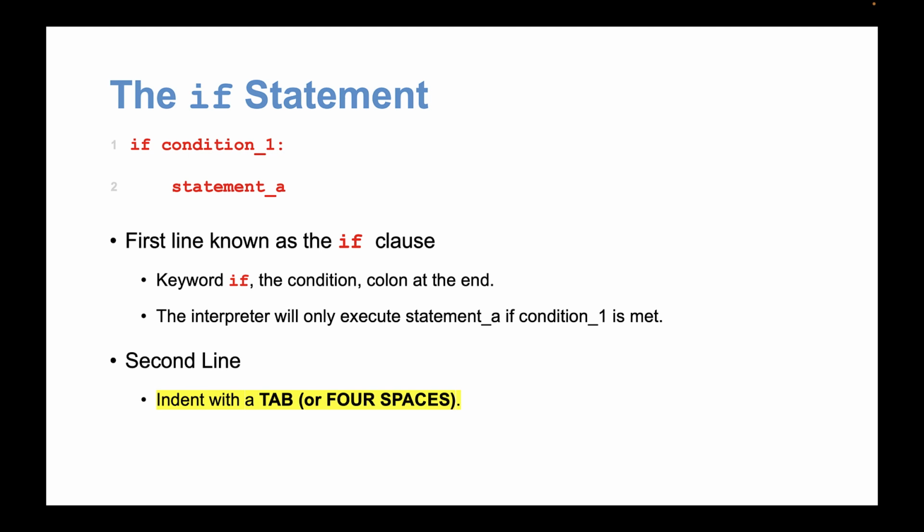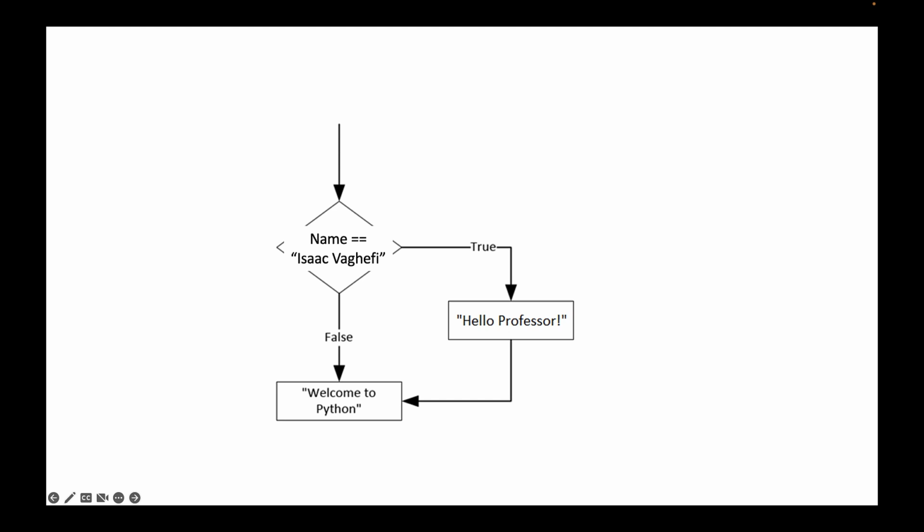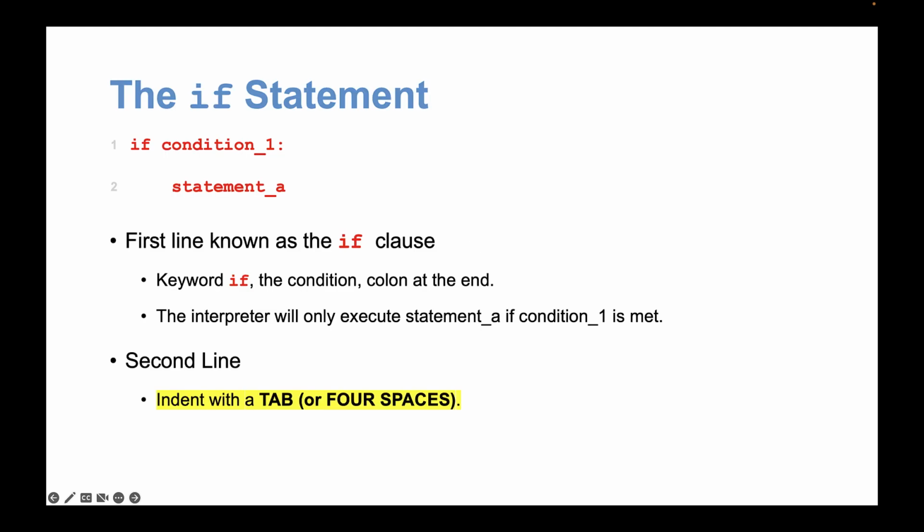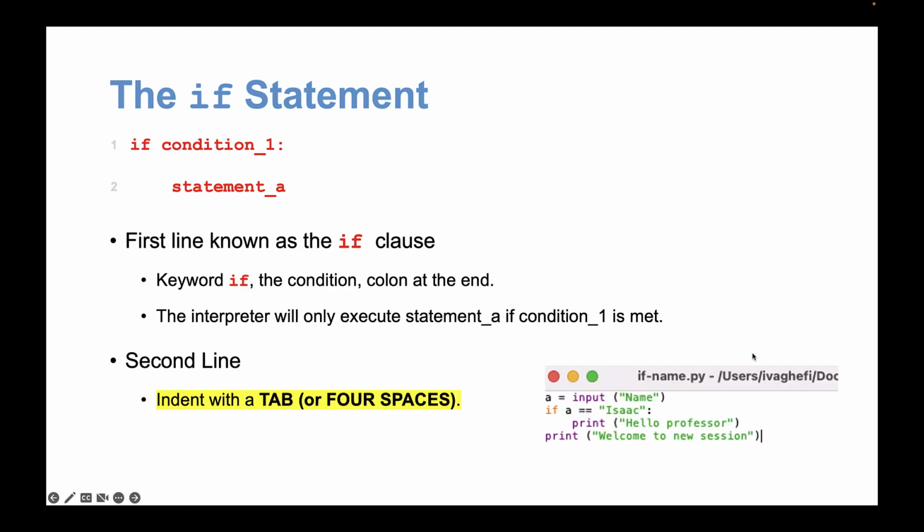Let's say the example that we had. So let me just go back to this. We said if the name is equal to Isaac, say hello professor, otherwise say welcome to Python. So now if you want to use an if statement, we can say a is equal to input, provide name. If the name is literally equal to Isaac, use an indentation to represent a block of code here. Print hello professor. Otherwise, print welcome to a new session. Let me see if I can run this quickly.